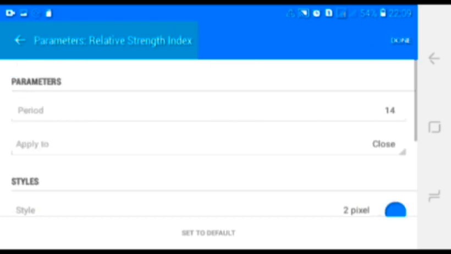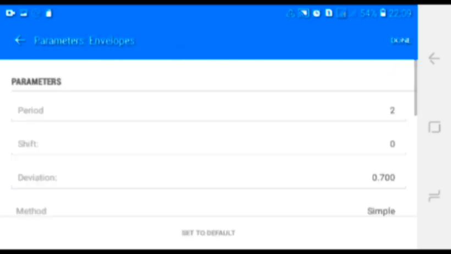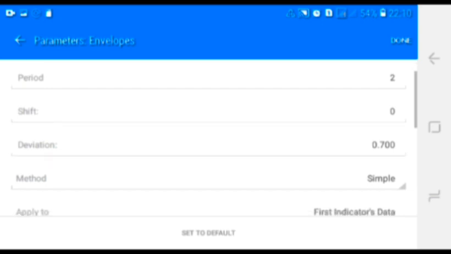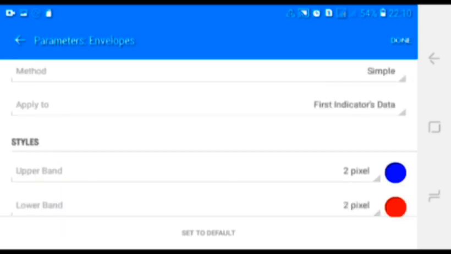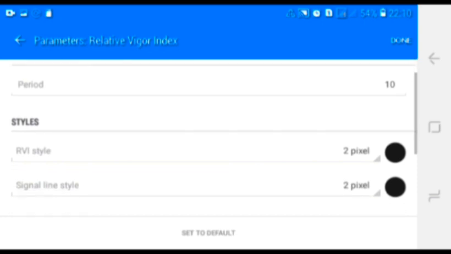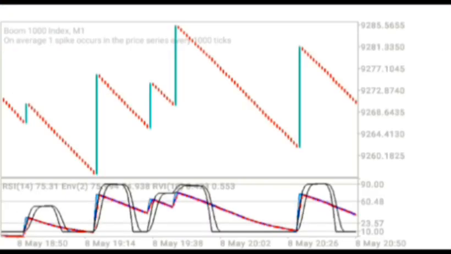Now let's move to the second indicator, which is the envelope. Again, on the envelope, you're going to do the same thing. You're going to take a screenshot and apply the same indicator settings on your MT5. Also take a good screenshot. You can also pause the video so you can get the best screenshot. Now let's move to our third indicator, which is the relative vigor index. Now you can take the screenshot of the relative vigor index. That's all. Then you're going to press done, and you are going to have the same settings.